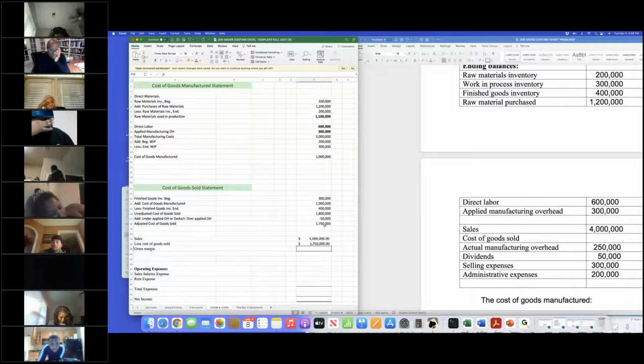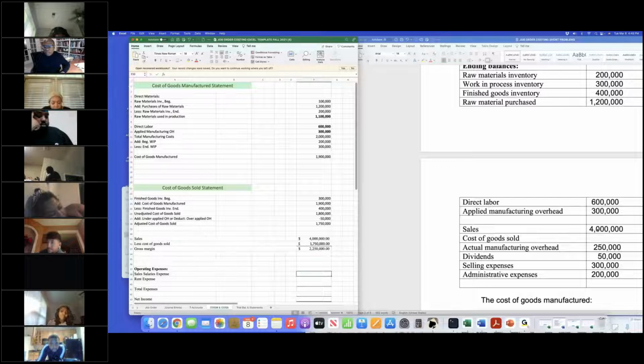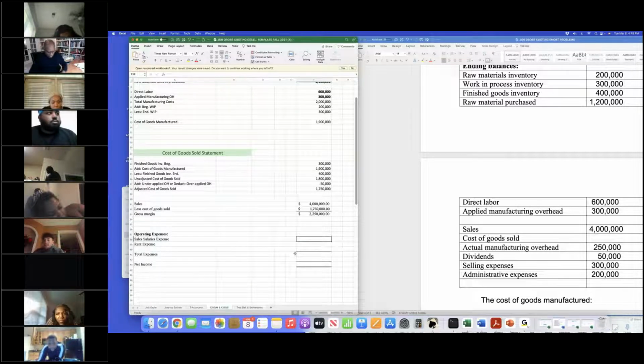And so our gross margin is going to be what? 2,250,000 maybe? Operating expenses, we got selling and administrative 3 and 200. So our total expenses are 500,000. And so our net income is 1,750,000.